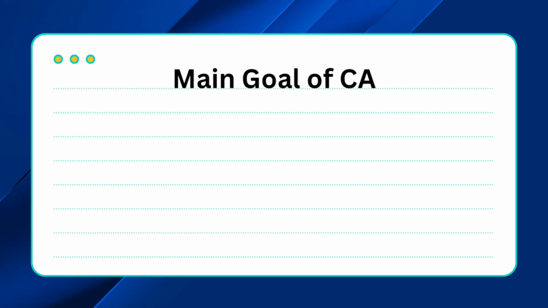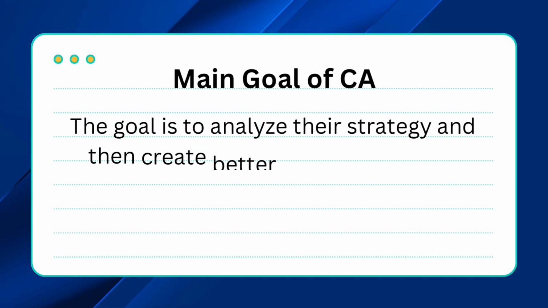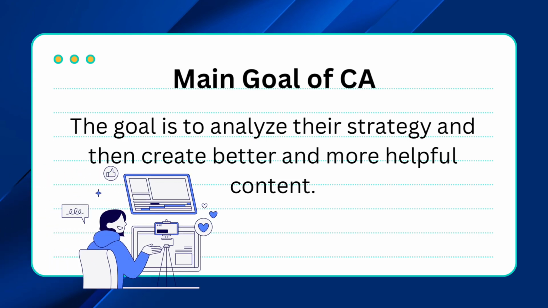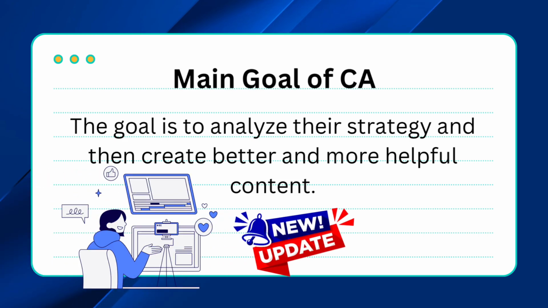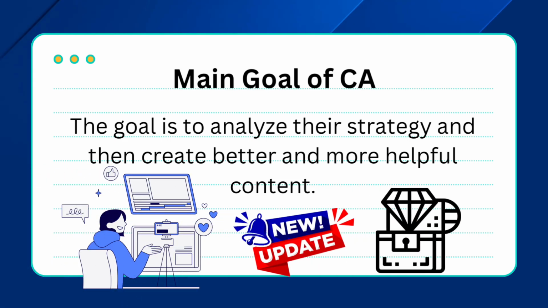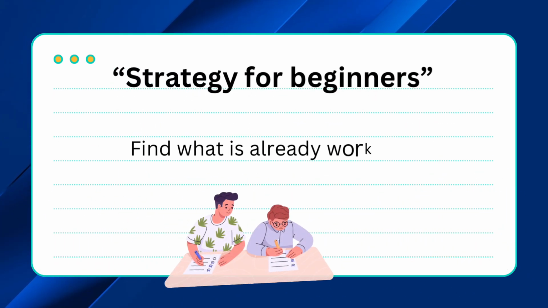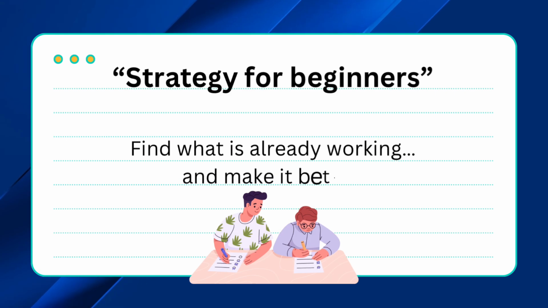However, there is one important thing to remember. The goal of competitor keyword research is not to copy your competitors. Instead, the goal is to analyze their strategy and then create better and more helpful content. If you can create content that is more detailed, more updated, and more valuable, you have a much better chance of outranking them. In SEO, there is a simple but powerful strategy: find what is already working and make it better.